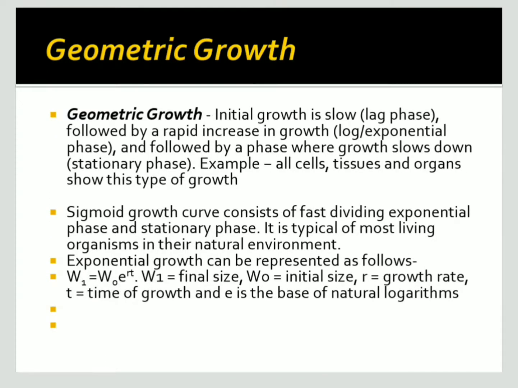And geometric growth: initial growth is slow, that is the lag phase, followed by a rapid increase in growth, the exponential phase, and followed by a phase where growth slows down. For example, all cells and tissues show this type of growth. We get a sigmoid growth curve after this. That is an S-shaped curve, and it is typical of most living organisms. We can represent it with an equation, where W1 is the final size, W0 is the initial size, r is the growth rate, t is the time of growth, and e is the base of the natural logarithms.